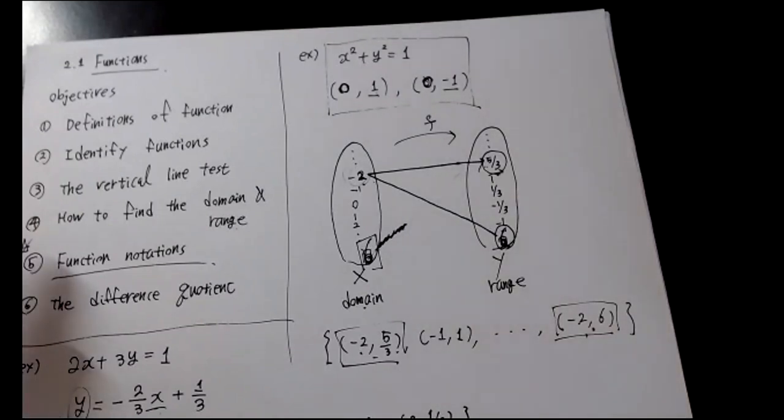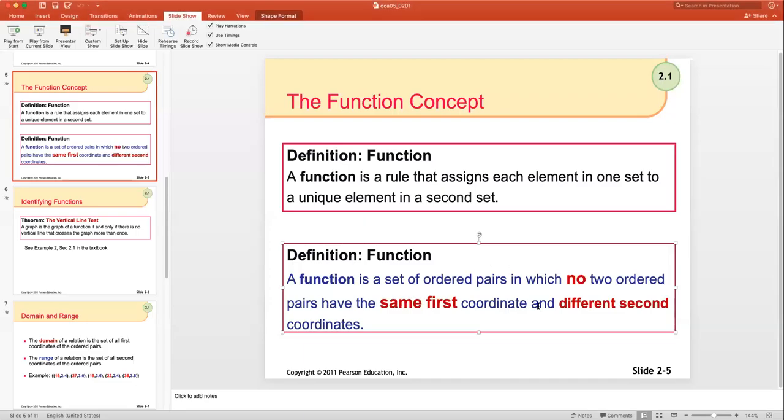So here, please keep in mind this: no two ordered pairs. Okay, no two ordered pairs. Do not be confused. You just find two ordered pairs that have the same first, different second. Then this should be a function? No, that should not be a function.